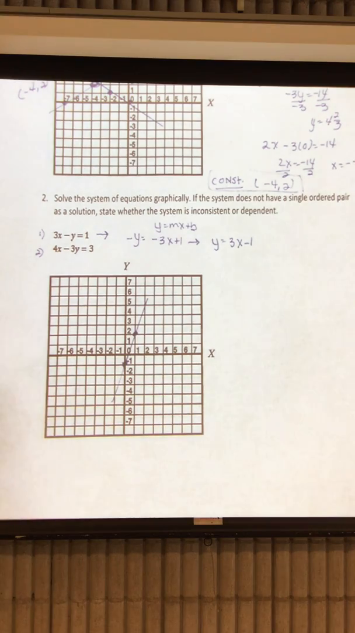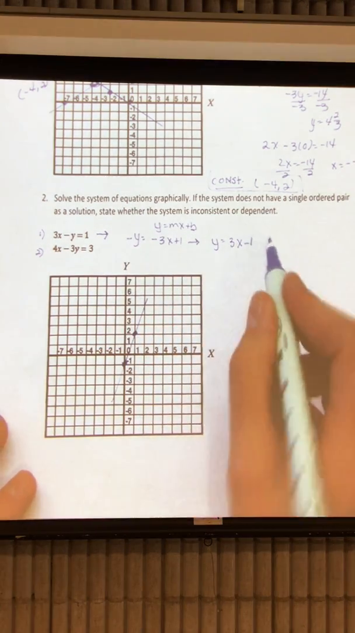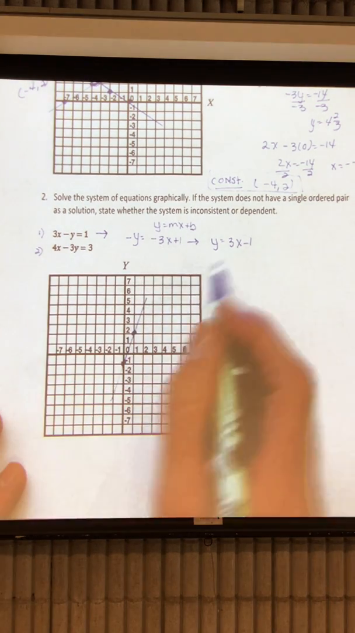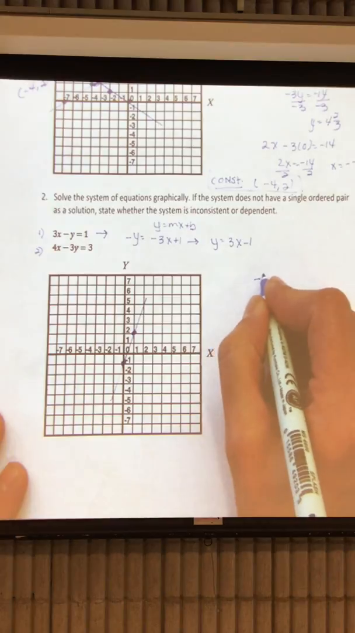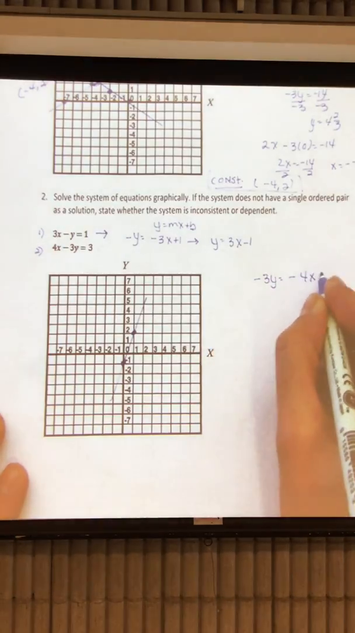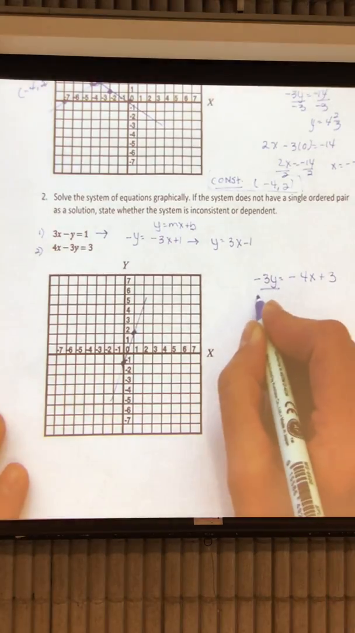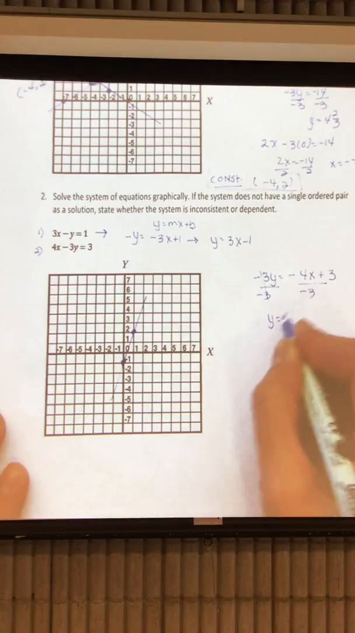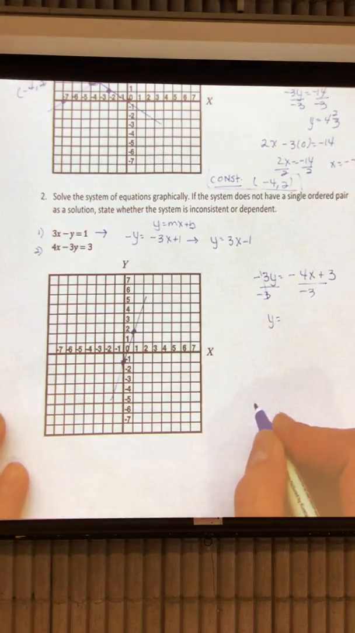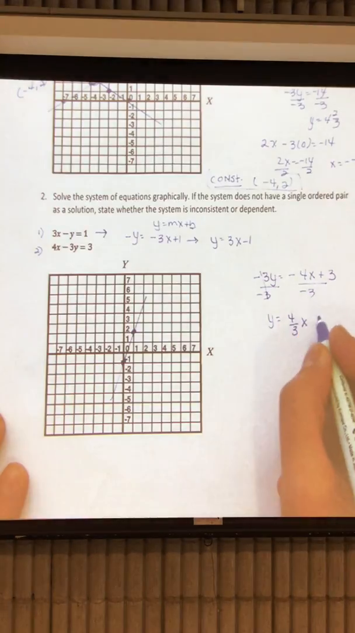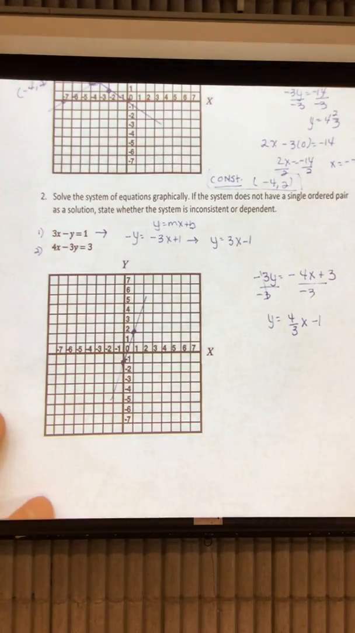Now the second line, we want to do the same thing, rewrite our equation. So the equation is y equals mx plus b. So let's subtract the 4x from both sides. So we have -3y is equal to -4x plus 3. Divide both sides by -3. Therefore, we have y is equal to, a negative divided by negative is positive, positive 4/3 x. 3 divided by negative 3 is negative 1.